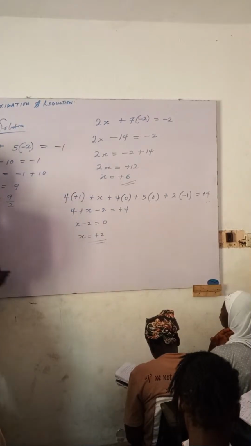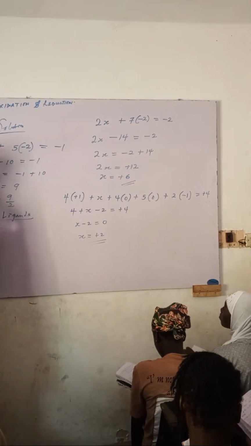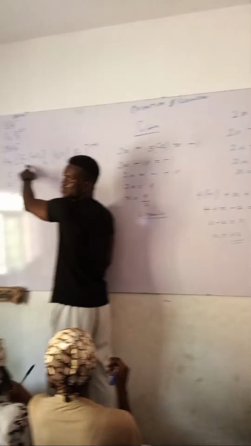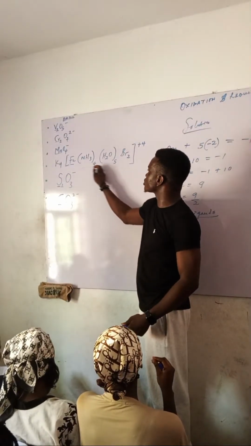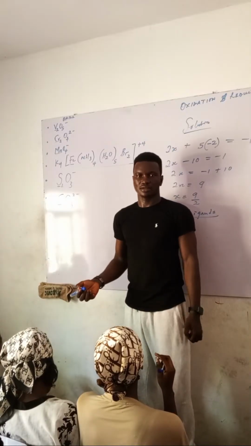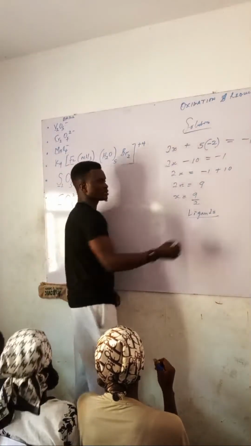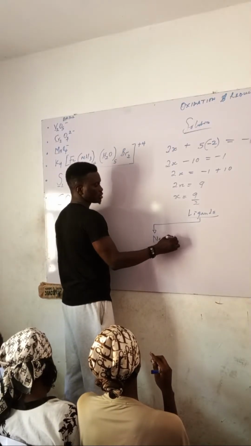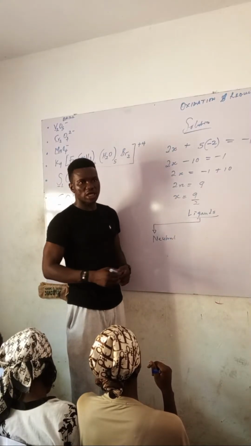When you get to transition elements, we have ligands. All these molecules that are joined to transition elements. Iron is a transition element. So these that are joined to transition elements are called ligands. There are two types of ligands. We have what we call neutral ligands. Those are the ones that do not carry a charge.